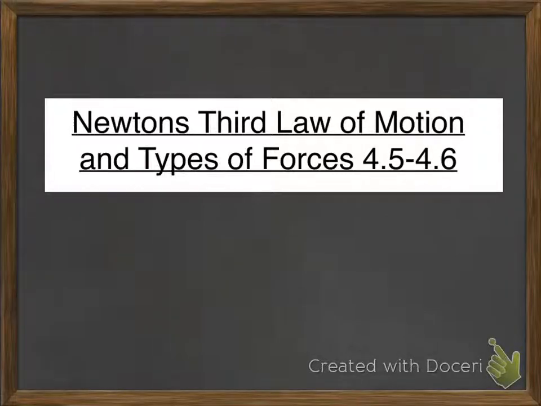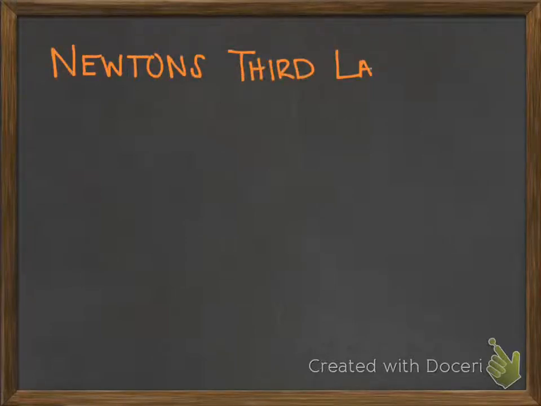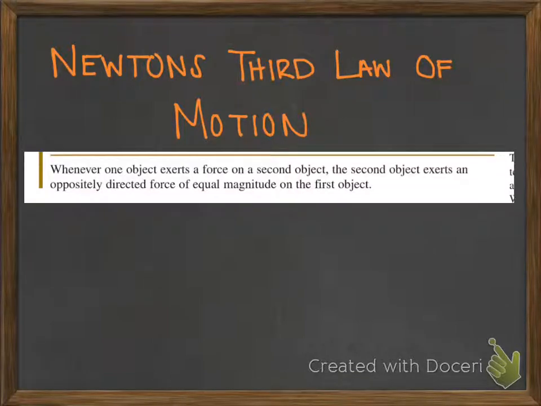So in sections 5 and 6 of chapter 4, we'll learn about Newton's third law of motion and types of forces, as well as how to apply Newton's third law of motion to certain problems. So in the beginning, I just wrote down for you Newton's third law of motion, which is just whenever one object exerts a force on a second object, that second object exerts an opposite directed force of equal magnitude.